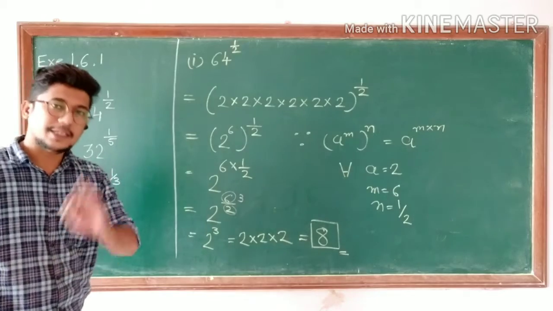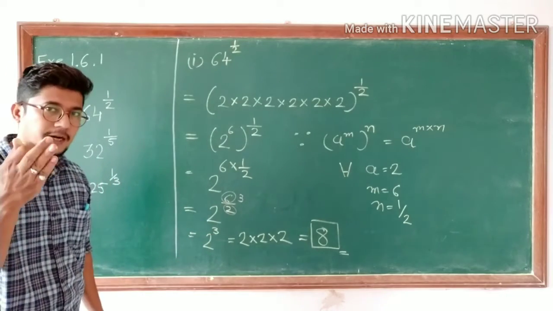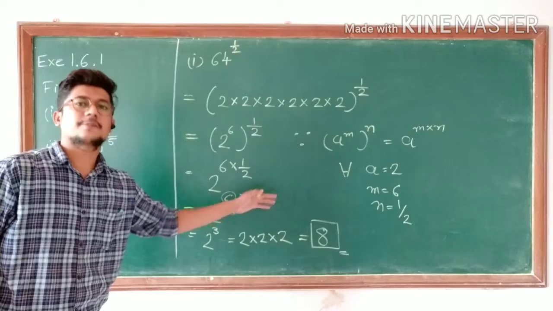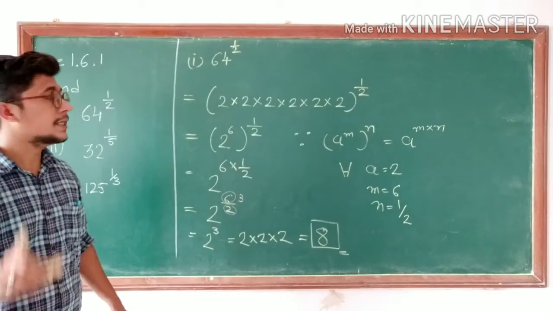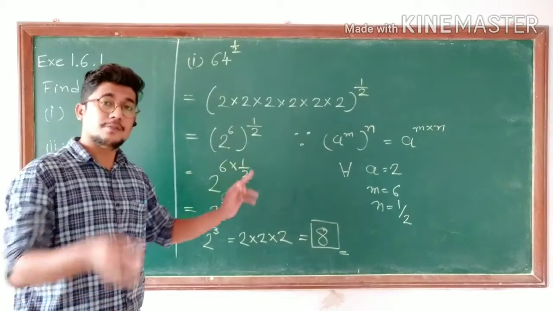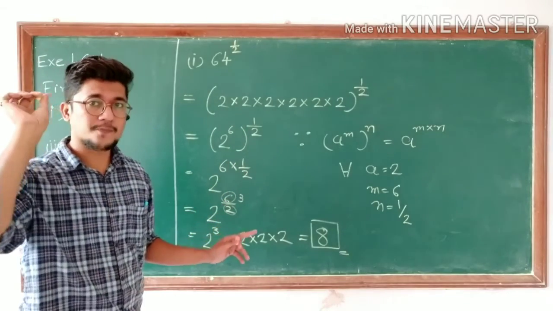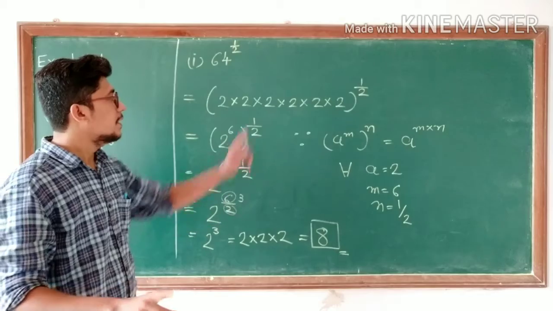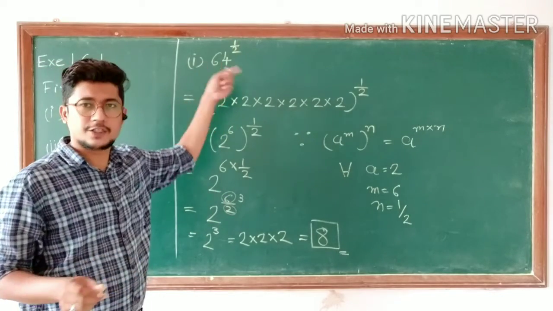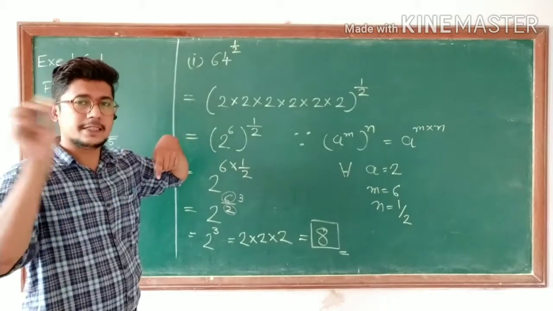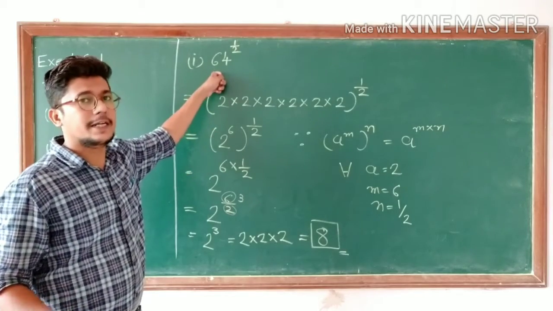If this problem is asked in the exam for 3 marks, you must follow this procedure. If the same question is asked for 1 mark, it is better to follow the previous method I have shown just now. So there are two ways. First is that 1 upon 2 is nothing but a square root. Square root of 64. 64 is a perfect square, 8 is the square root of 64, so directly you can write 8.